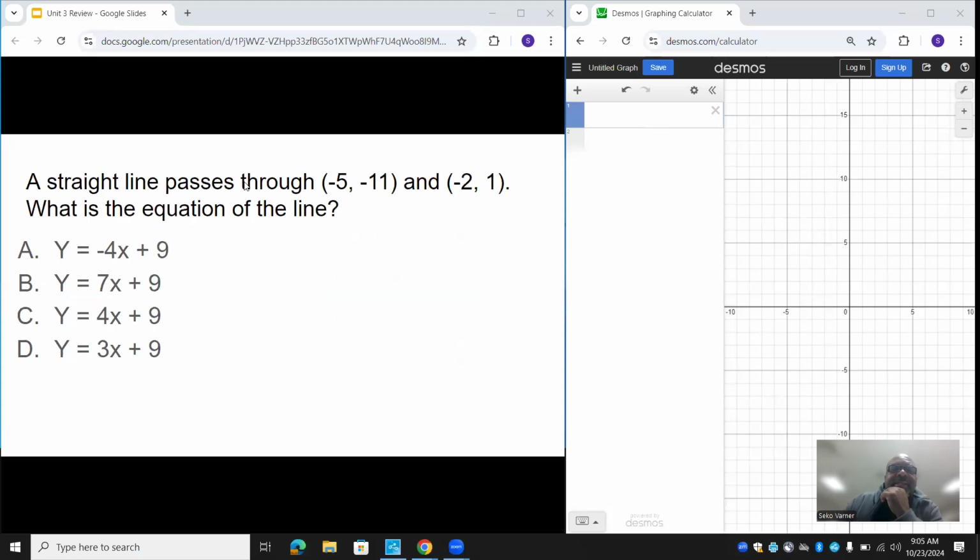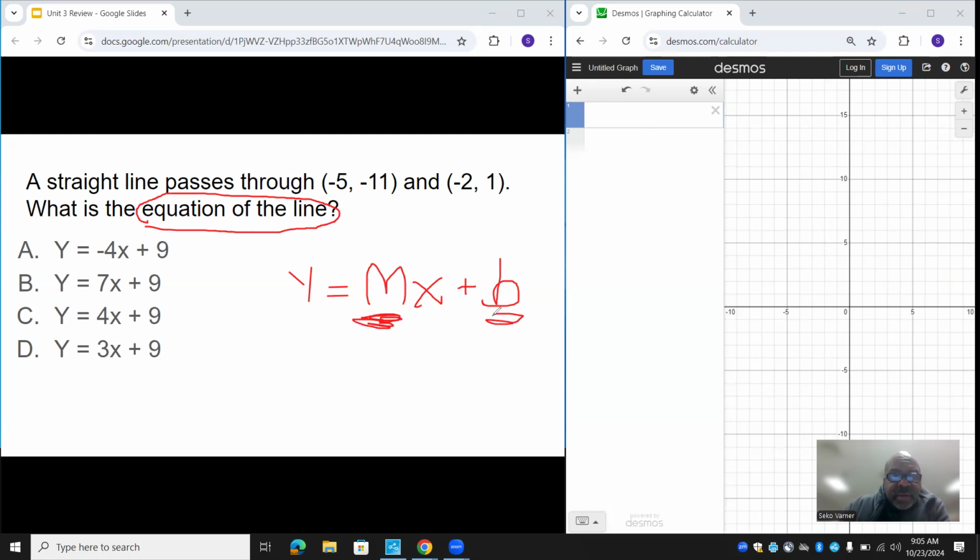A straight line passes through points -5, 11 and -2, 1. What's the equation of the line? So the equation of the line is y equals mx plus b. This is the equation of the line. And what we have to do is fill in the m, and we need to fill in the b.